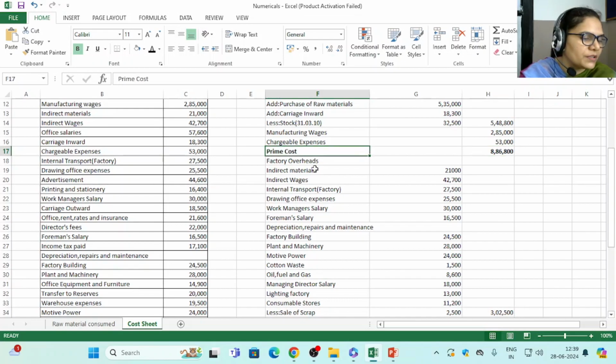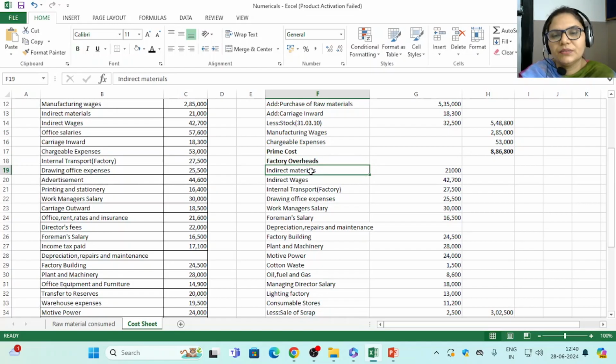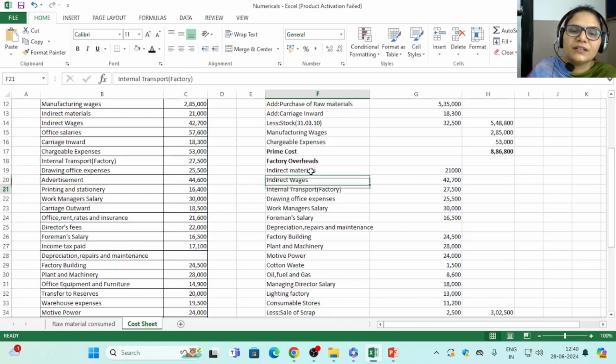After calculating prime cost, we will add factory overheads. Let's take factory overheads. We will add all the expenses which are related to production or manufacturing, or which are incurred at the factory floor of the manufacturing concern. First is indirect material, indirect wages, internal transport, factory drawing office expenses, work manager's salary, foreman's salary, depreciation, repair and maintenance. Factory building has been mentioned specifically, 24,500. Plant and machinery, motive power, cotton waste, oil, fuel and gas.